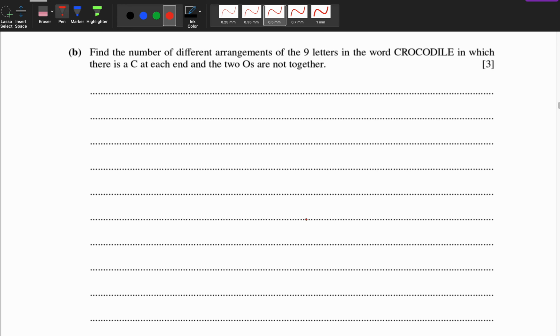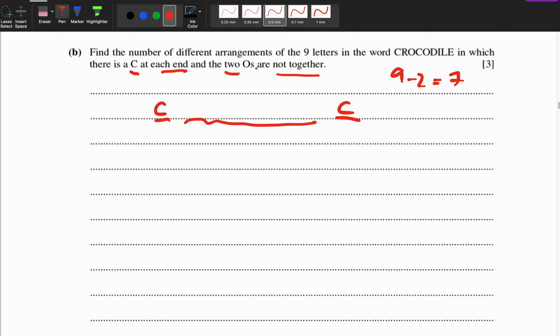Question B, find the number of different arrangements of the 9 letters in the word CROCODILE, in which a C is at one end and the other C at the other end, and the 2 O are not together. So what you need to do is, we have 9 places, so we have to put the C and the other C on the 2 sides. Then once you have put 2 on the 2 sides, remember there are 7 left.